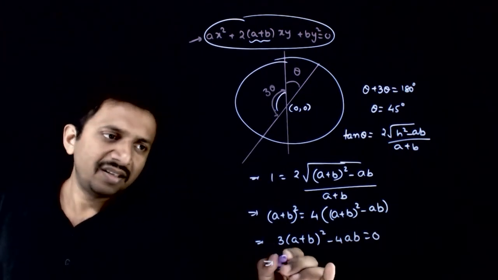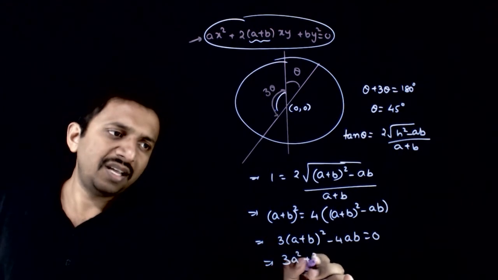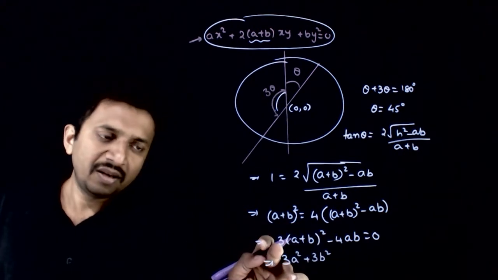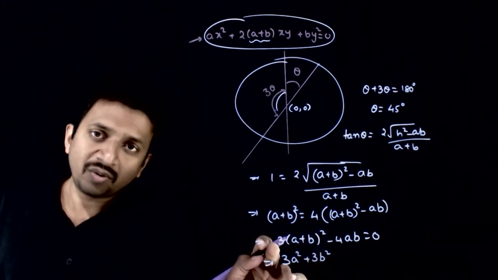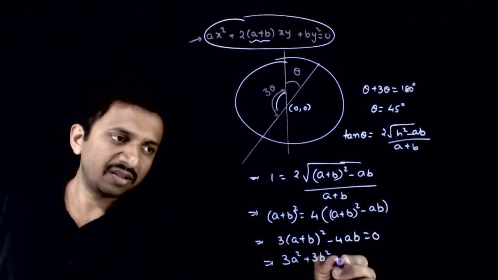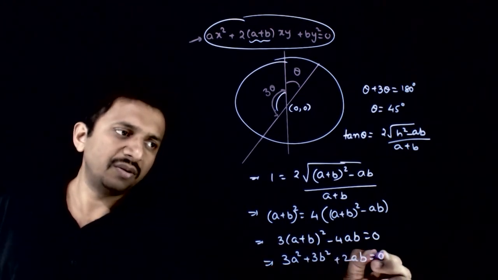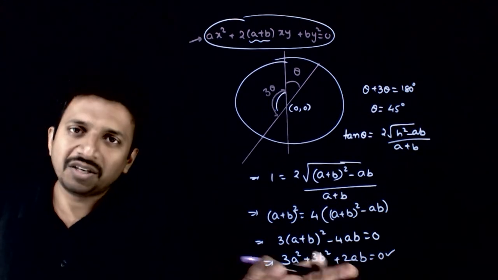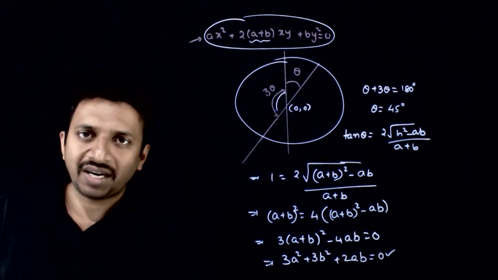This implies 3A square plus 3B square, you have plus 2AB into 3 is plus 6AB minus 4AB is plus 2AB is equal to 0. So this should be the condition which A and B has to satisfy.